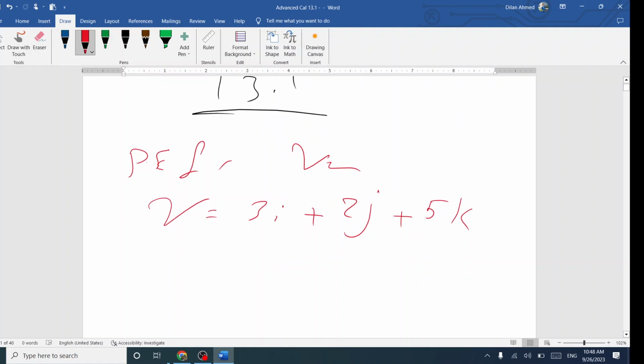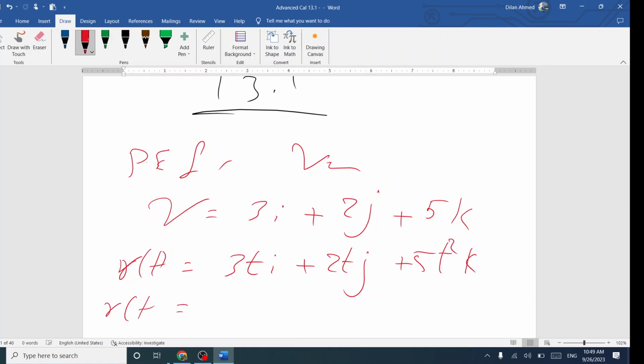We have r(t). What do you mean by r(t)? Because I have 3t i + 2t j + 5, maybe t squared k. Or maybe another r(t), another function, changed to sine t i + cosine t j + t squared k. You can see the coefficients change to variables. So that's why we call it a function.